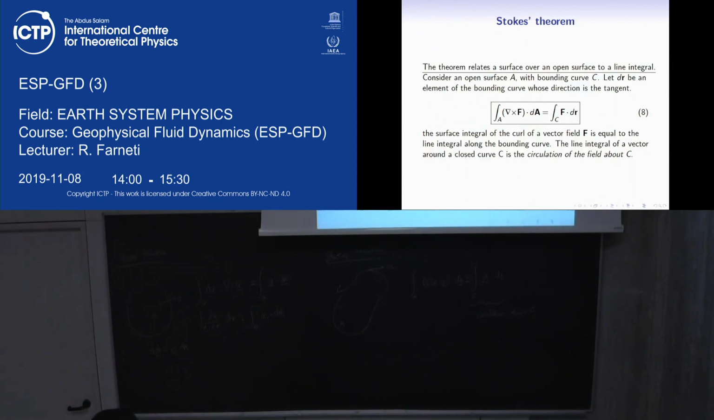Yes, it is going to be the line integral of the curve. Since the curve is a closed one, it has to be a closed integral. We are doing it around the curve. The curve is closed, so it has to be a closed integral.